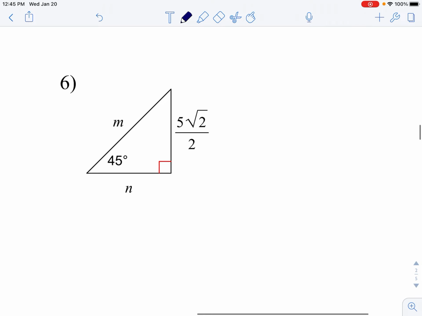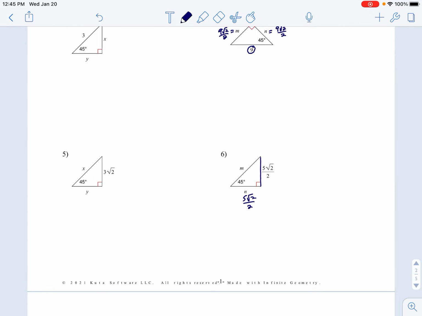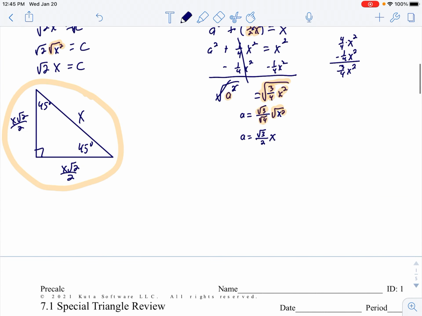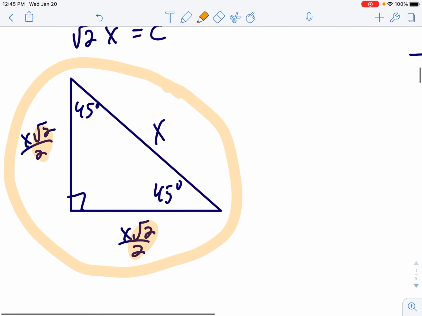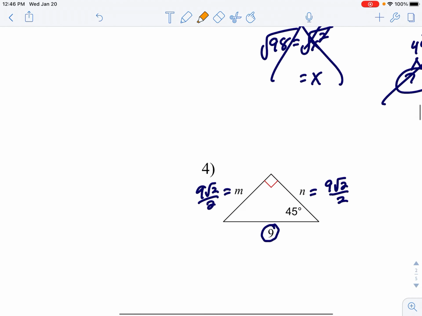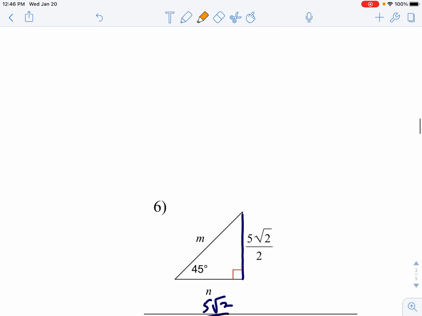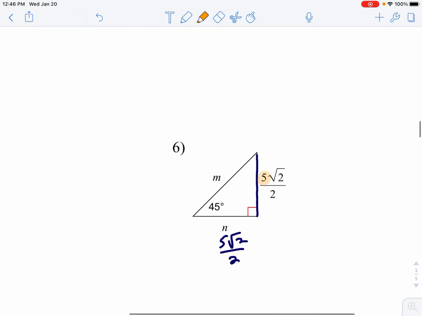All right, last one. Number 6. So we have 5 radical 2 over 2, and that is a leg. That means the other leg has to be 5 radical 2 over 2. Now, which pattern is this? Well, both legs have radical 2 over 2 in them, so that's going to be the alternative version, which means that the hypotenuse on this problem is just going to be the 5.